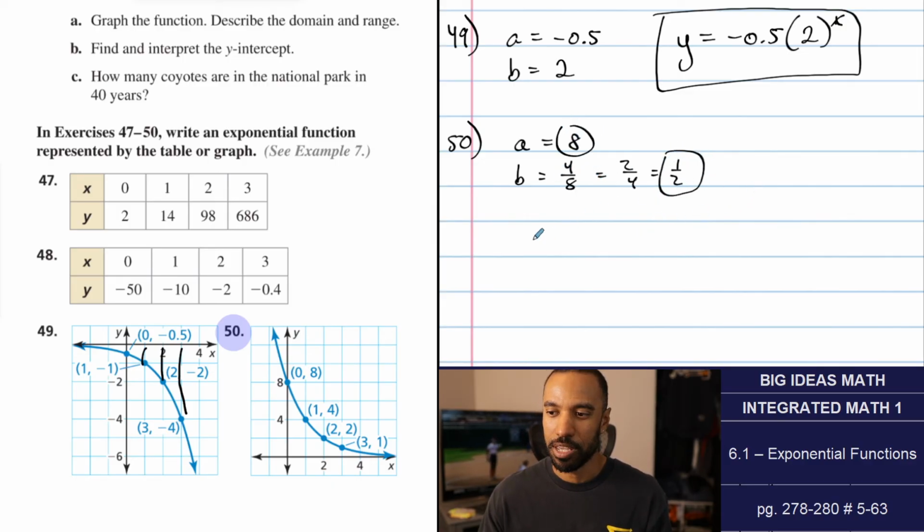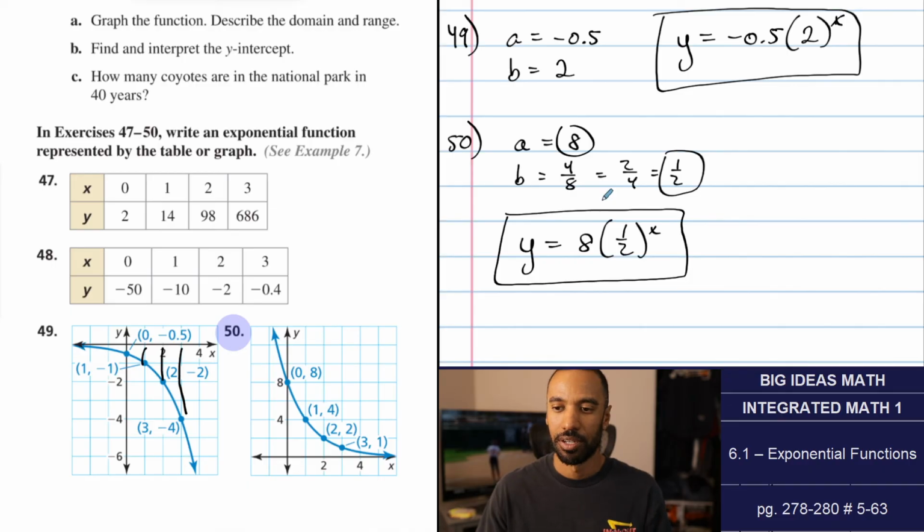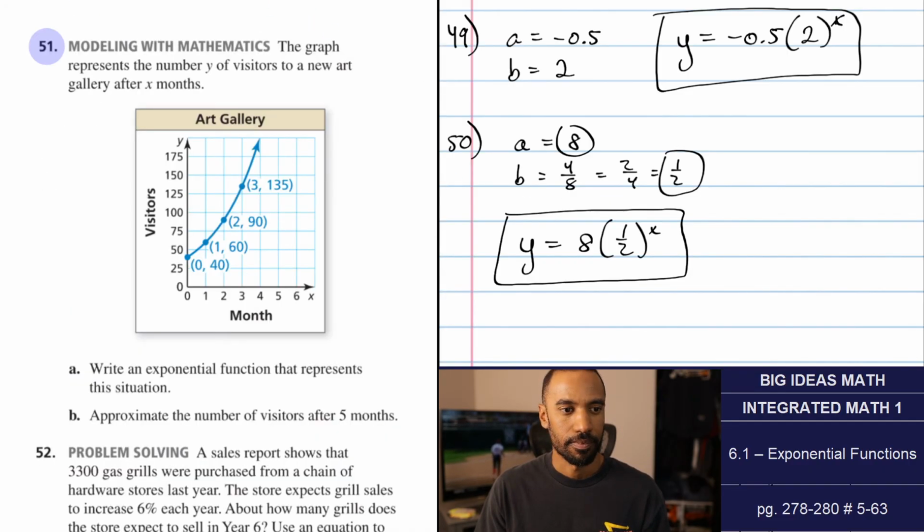So a is 8, b is 1/2. This equation is y equals 8 times 1/2 to the x power. You can also write 8 times 0.5 to the x power. I'm going to leave them as fractions. Okay. Number 51.